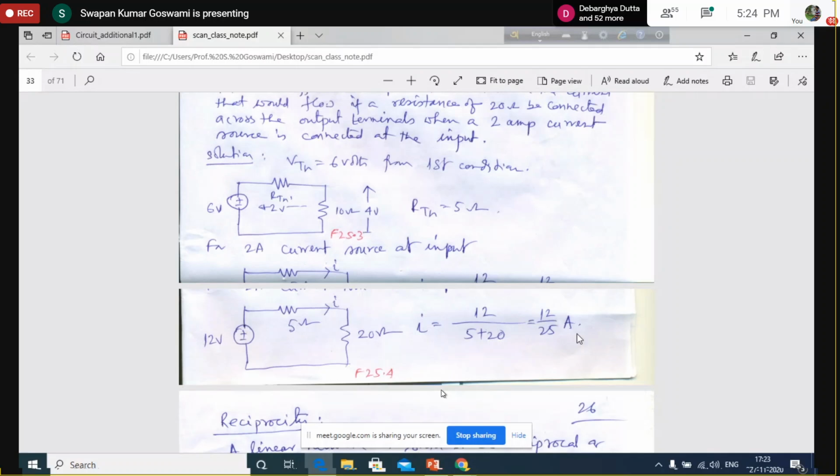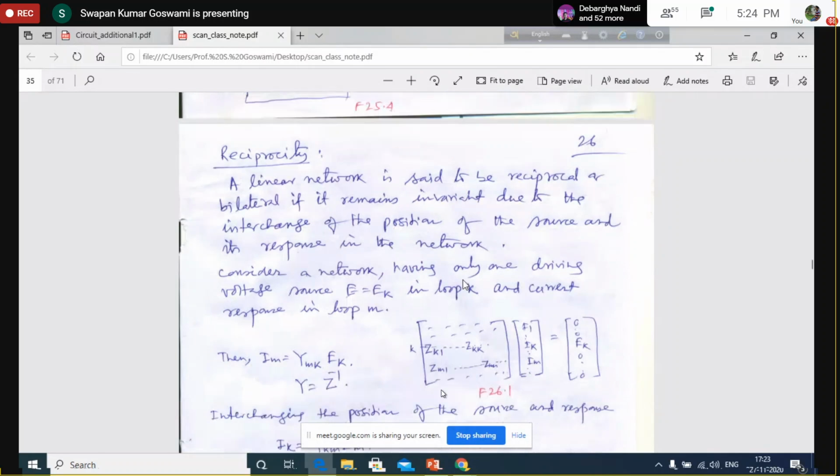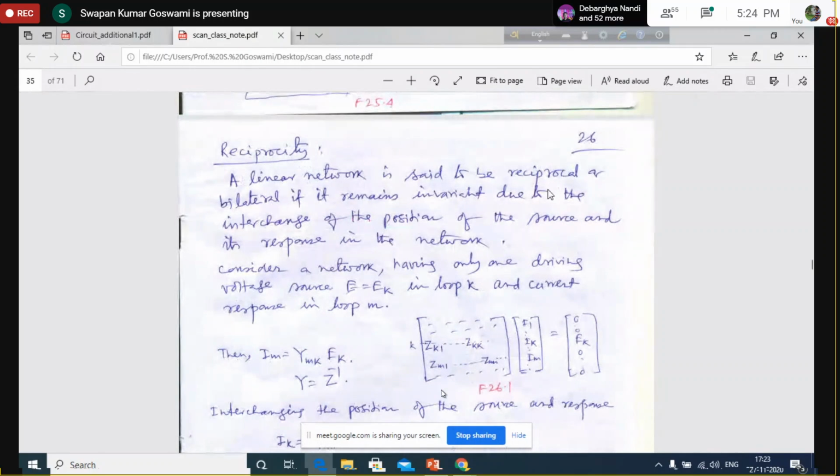All right. Now let us move on to the next page, page number 26, where we shall be discussing the reciprocity theorem.